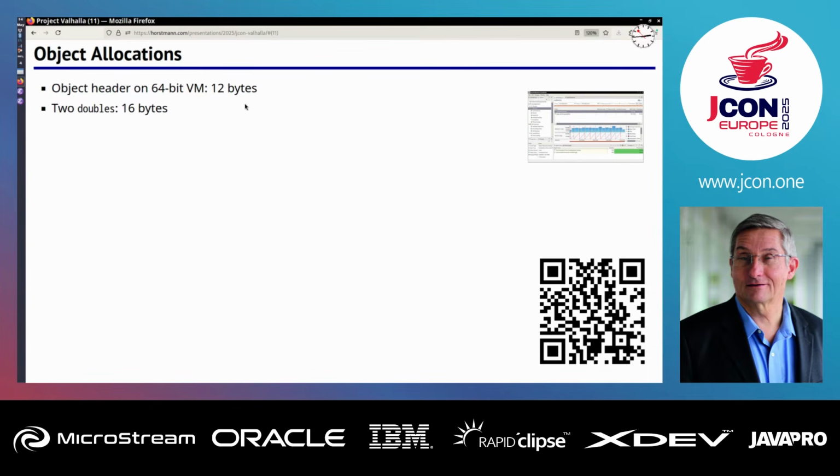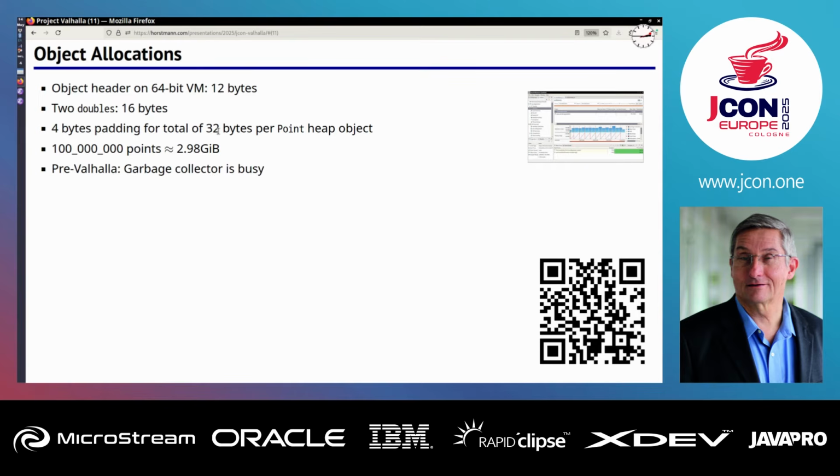Now, if they are living on the heap, we can figure out how big they are. The two doubles take 16 bytes. There's a header of 12 bytes. They need to get padded on boundary. So there actually is 32 bytes per point on the heap. And if I have 100 million of them, it's about 3 gigabytes. To see that, we can run this. I'm not going to do this now because it just takes time, but you can easily do this at home.